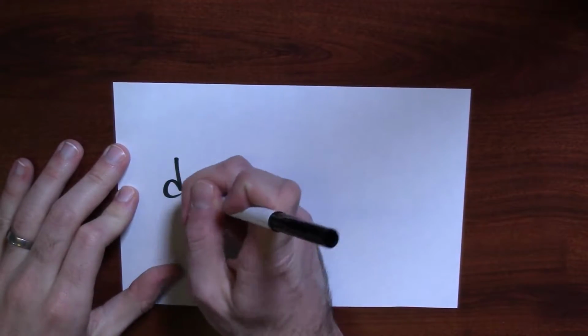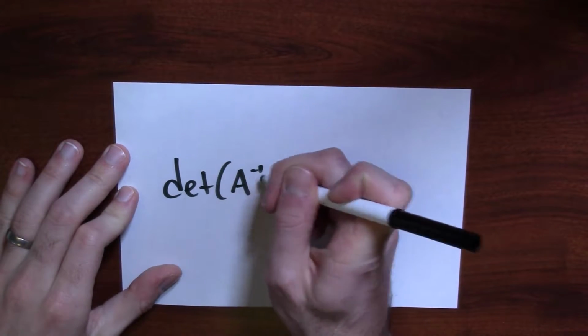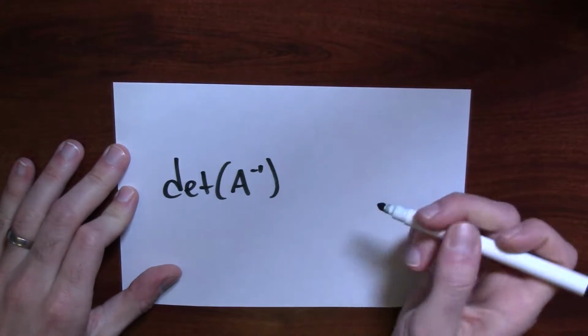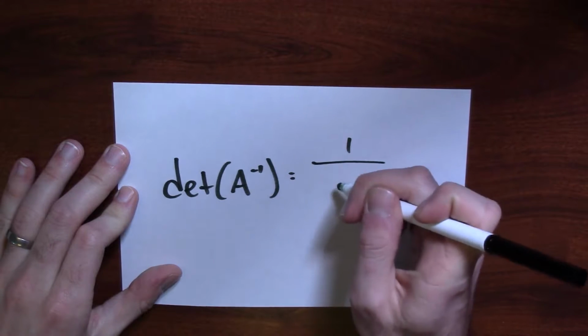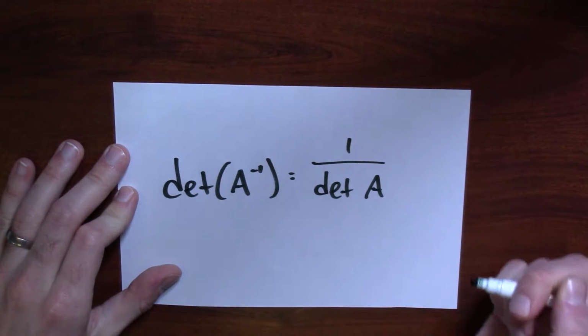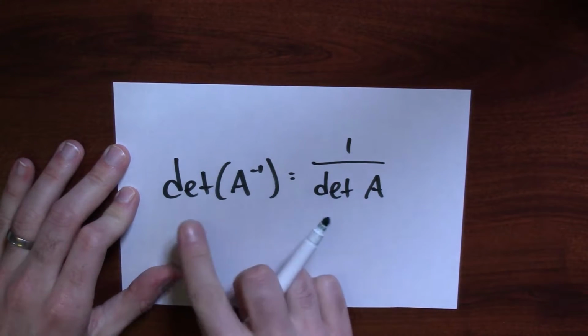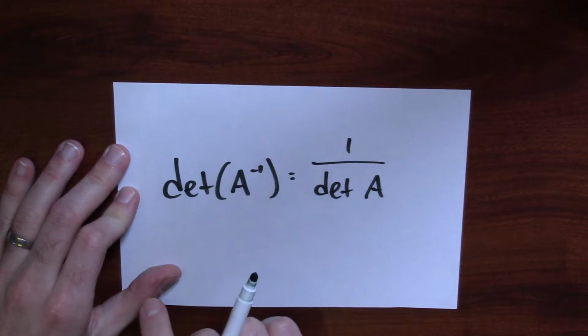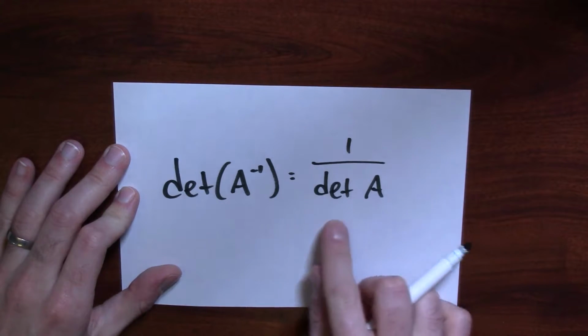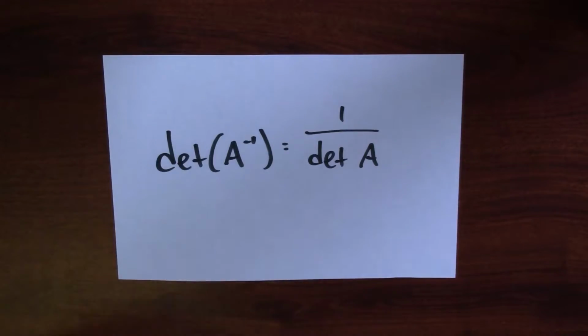The determinant of the inverse of an invertible matrix is the multiplicative inverse of the determinant. Or in symbols, for an invertible square matrix A, the determinant of the inverse of A is 1 over the determinant of A. What this is saying is that the determinant of the inverse of a matrix is the multiplicative inverse of the determinant. There's even more going on here. Well, here's the more complete story.